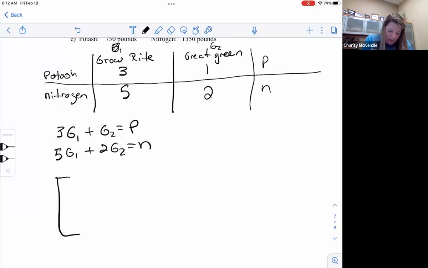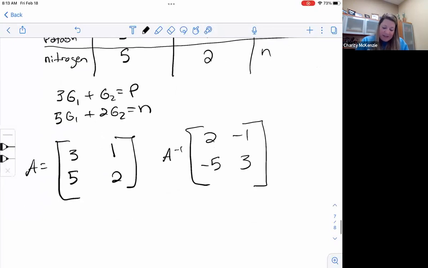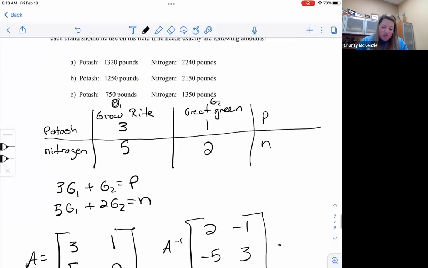So it will go 3, 5, 1, 2, and then we have to find the inverse matrix of that. And I'm going to cheat. It's not really cheating. I just already put it in my calculator: 2, -1, -5, 3. But you could tell I probably put it into my calculator last year because I was like, oh, how do I do it again? No, it's not too bad. Okay, and then we're going to multiply this by each situation.